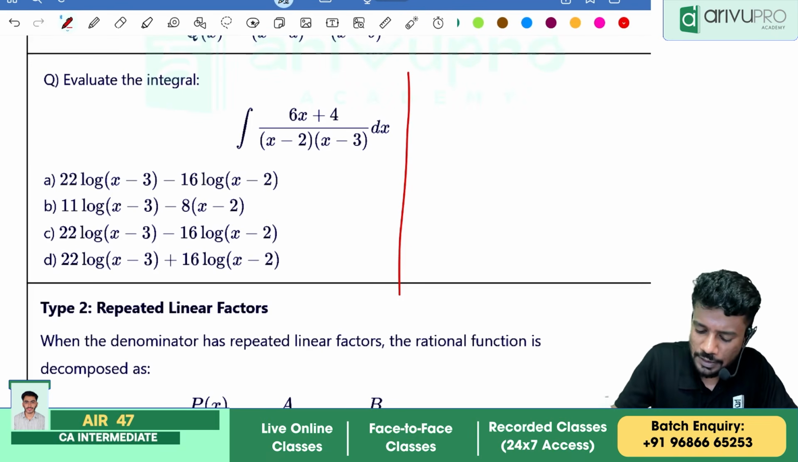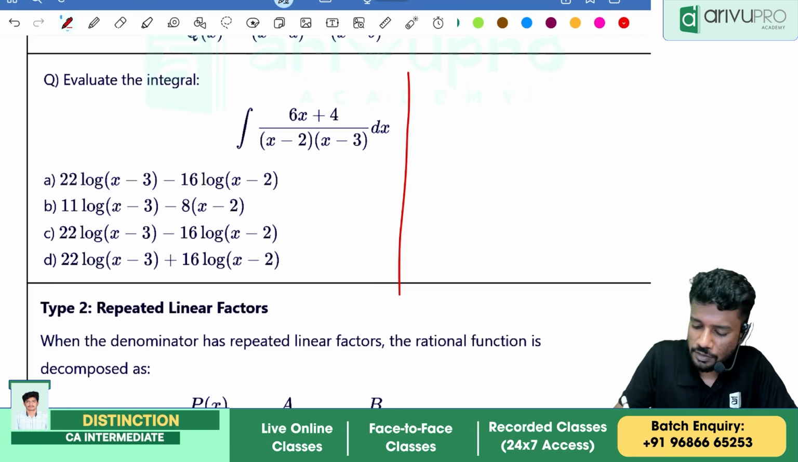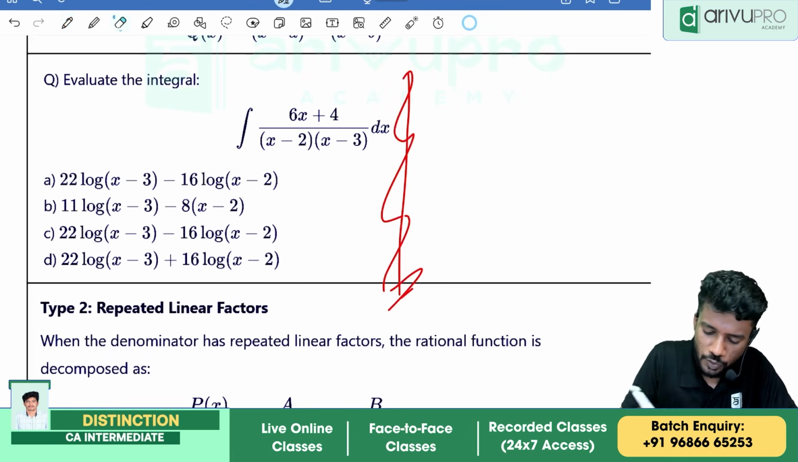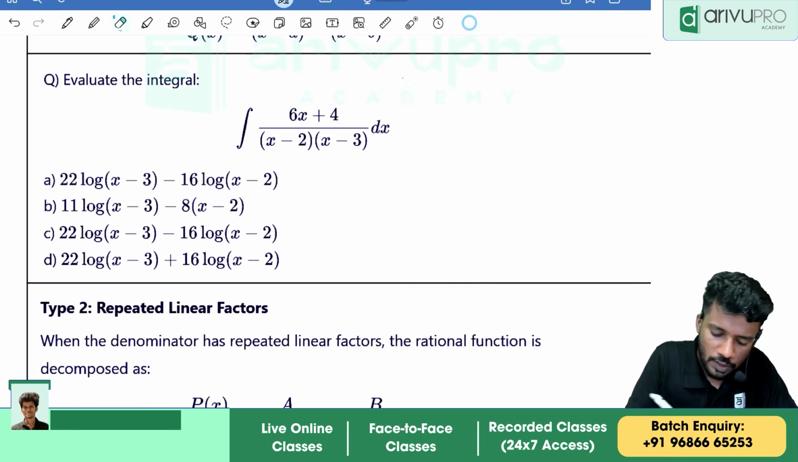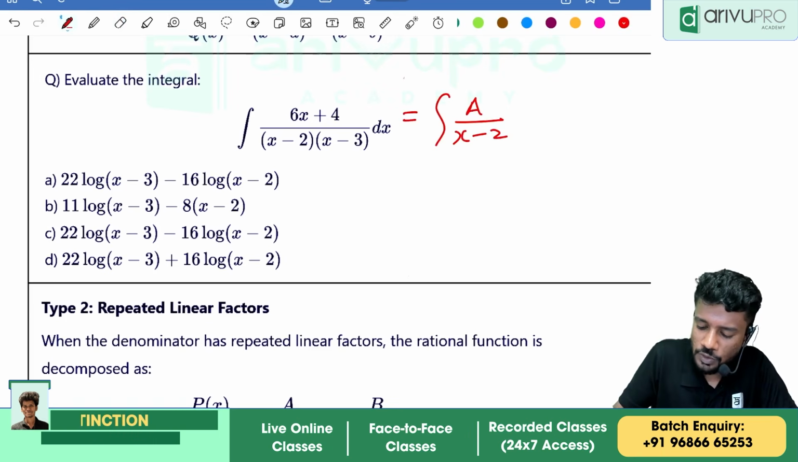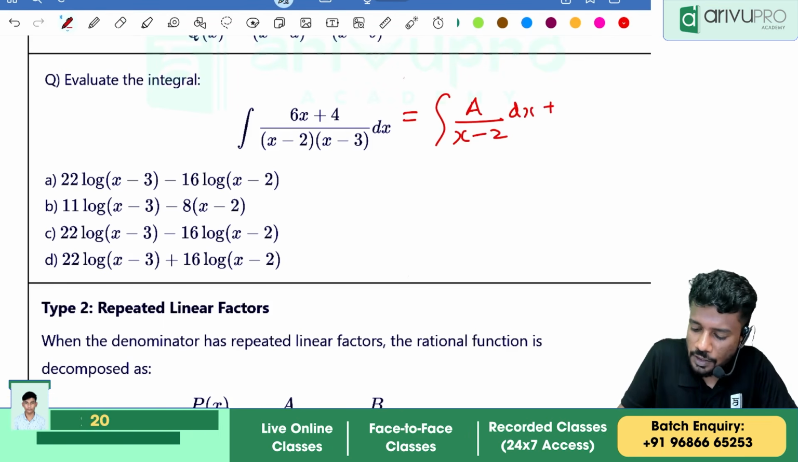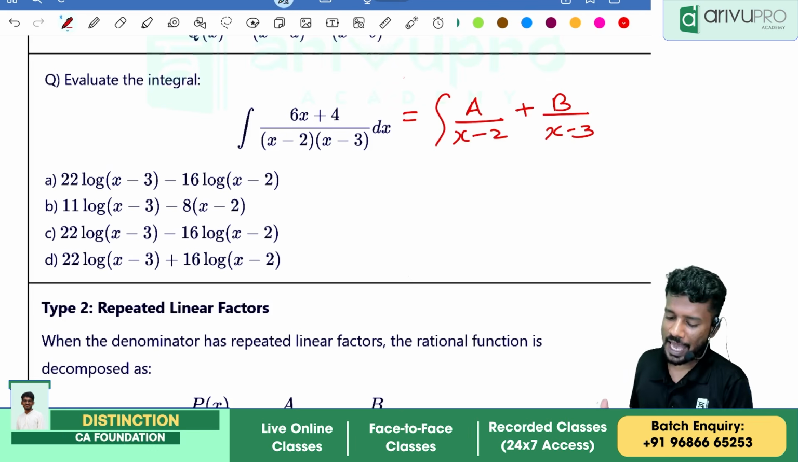Now this one, the integral of 6x plus 4 divided by x minus 2 into x minus 3. We will split it. How to split is the first question. We will write it like this: the integral of a divided by x minus 2 dx, plus b divided by x minus 3. Now we need to find the values of a and b.